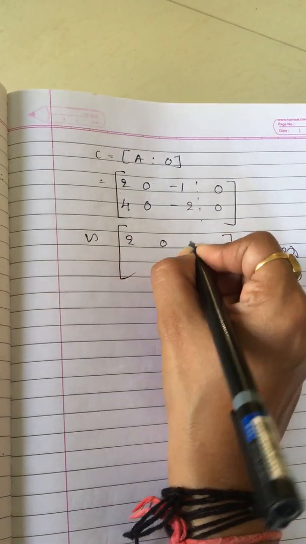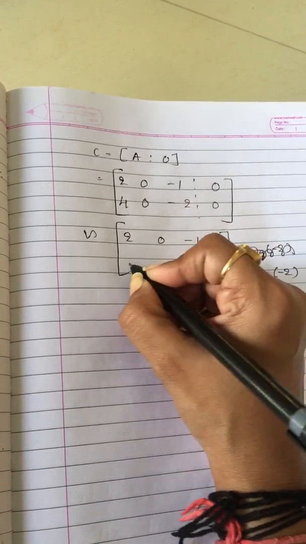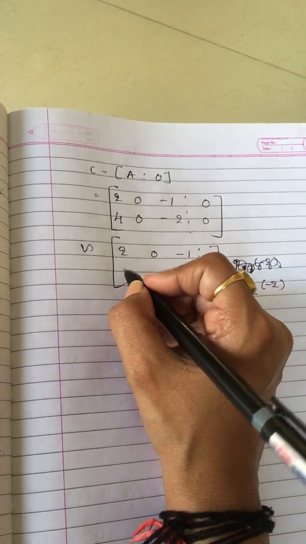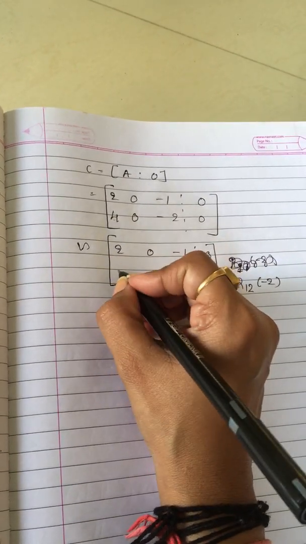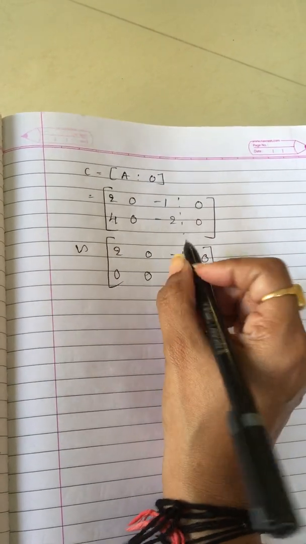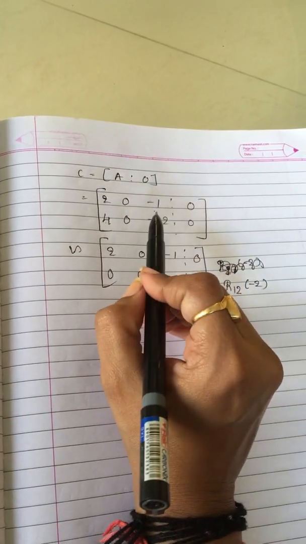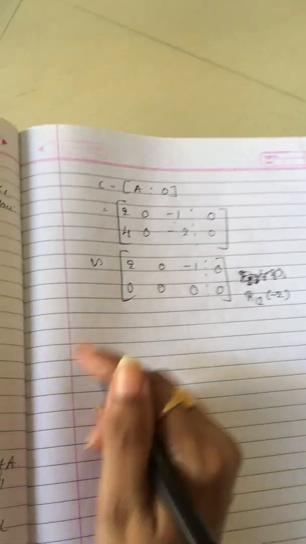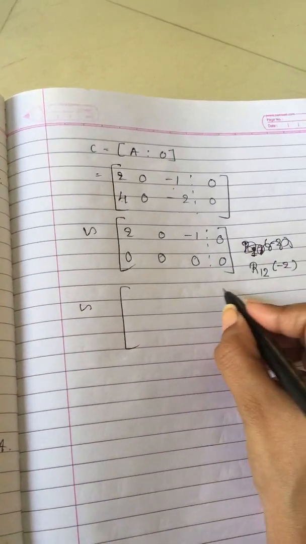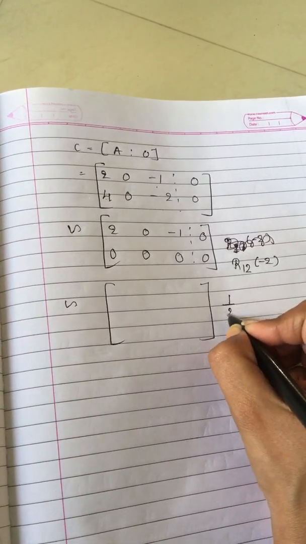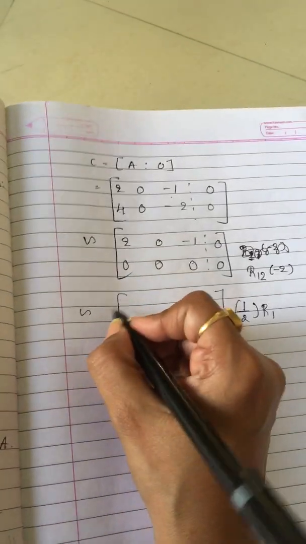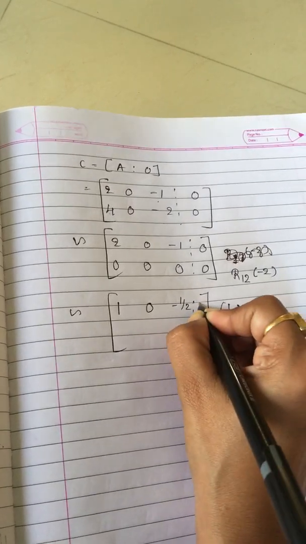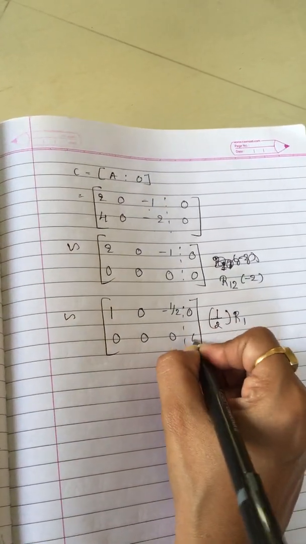So 2 0 minus 1, then 2 multiplied by minus 2 is minus 4, plus 4, so 4 minus 4 is 0. This term stays as it is. Minus 1 multiplied by minus 2 becomes plus 2, minus 2 plus 2 is 0. Okay, and lastly, multiply R1 by 1 by 2. So you will have 1 0 minus 1 by 2 0, and 0 0 0 0.